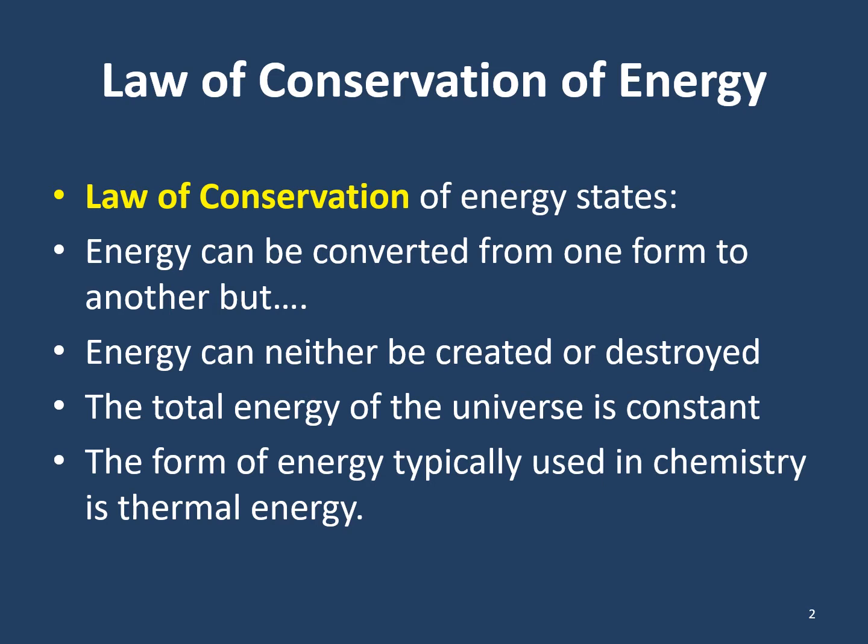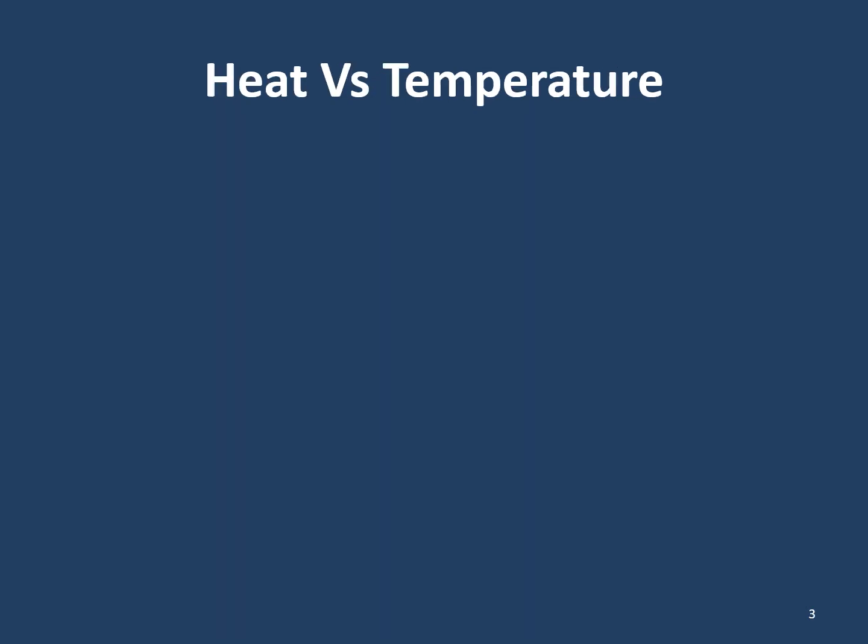The form of energy typically used that we talk about in chemistry is thermal energy. This is due to heat transfer. It's typically the energy due to particulate motion, vibrations, what have you. One of the things that we need to understand before we move too far into the content of this chapter is the differences between heat and temperature.